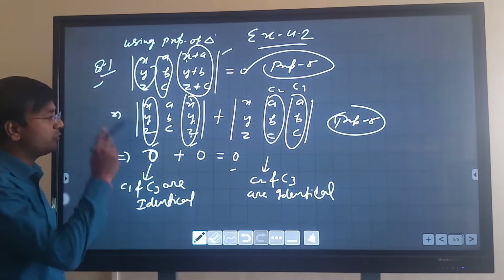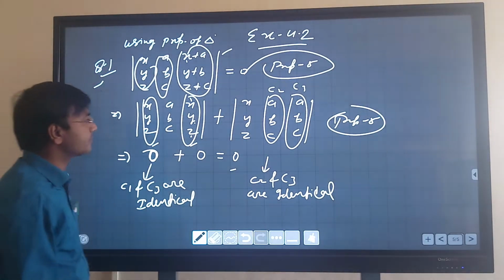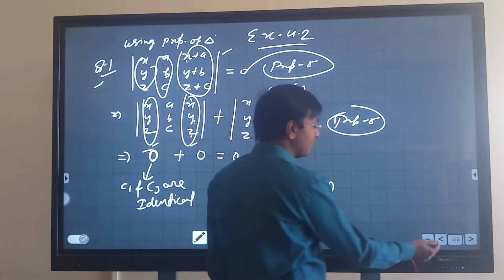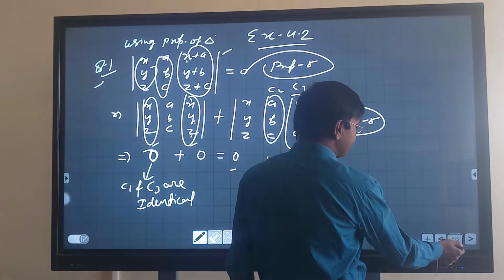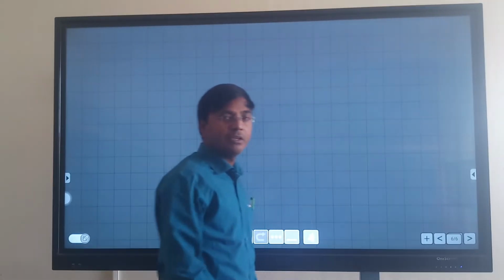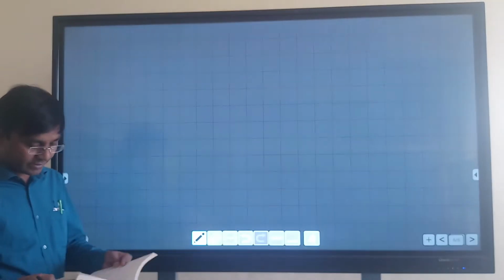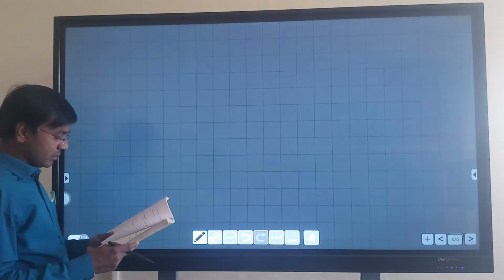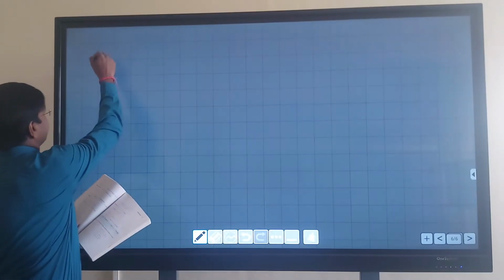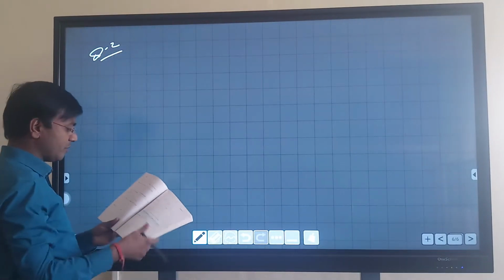So here we have also used the property: if any two rows are identical, then value becomes 0. Clear? So before solving the question, you must remember all the properties, right? Now let's do the question number 2.